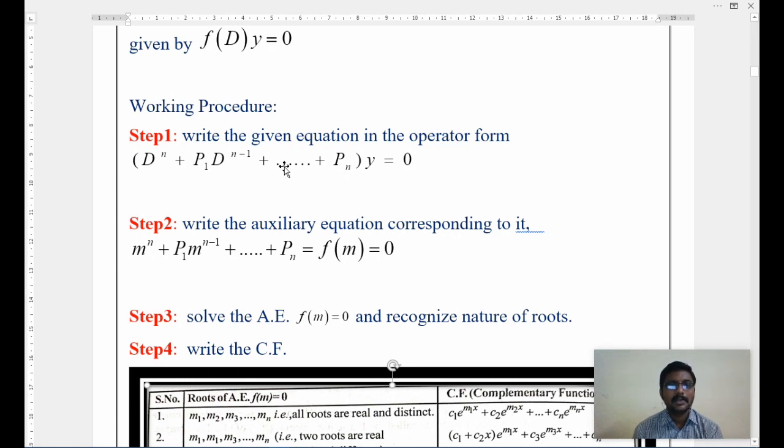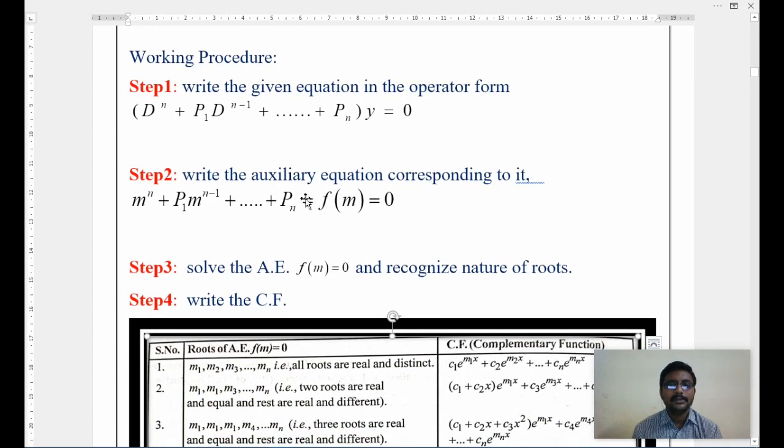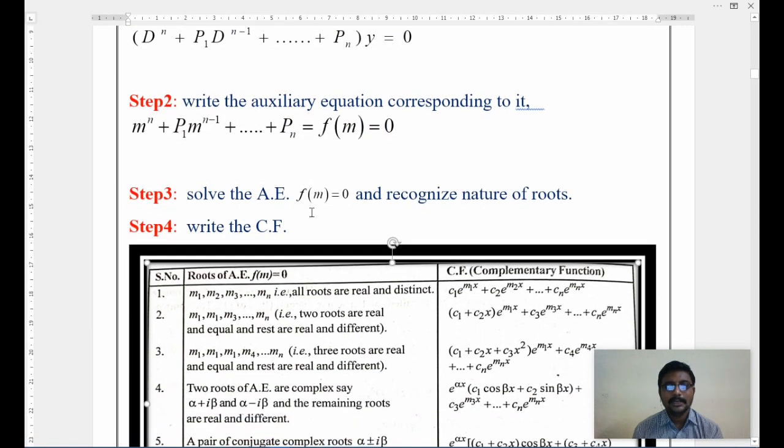That is step 1. Step 2, write the auxiliary equation corresponding to it. We write the auxiliary equation for this equation, obtained just by replacing D with m. So we get m^n + p1 m^(n-1) + and so on + pn = 0. So the auxiliary equation is f(m) = 0. That is step 2. In step 3, we write f(m) = 0 and solve that equation. So the auxiliary equation is solved here to get its roots.